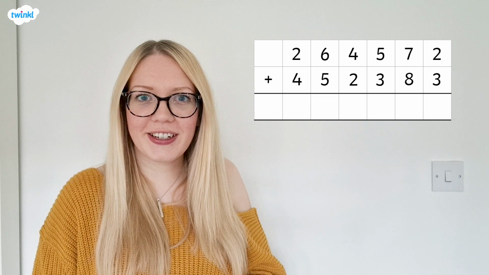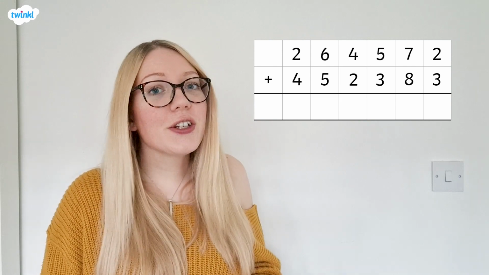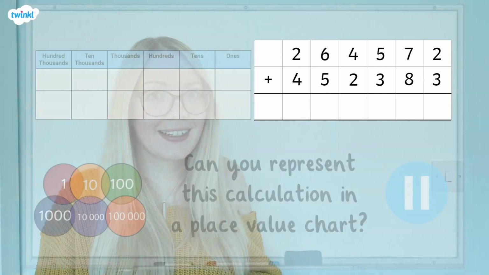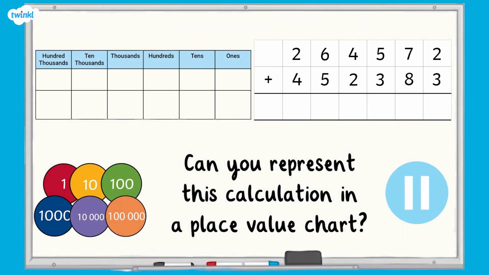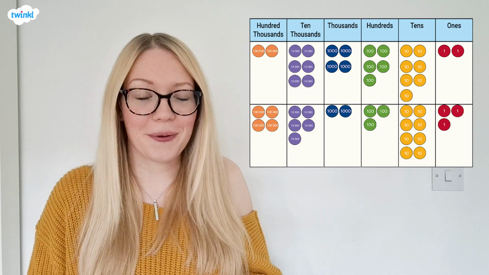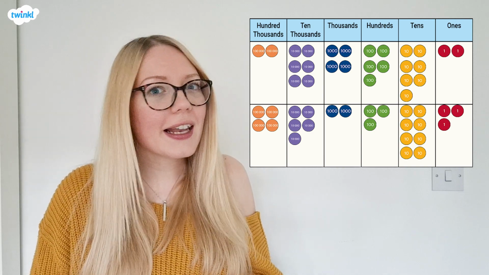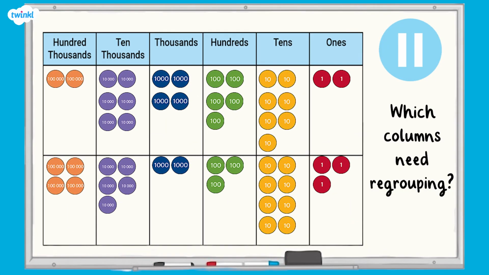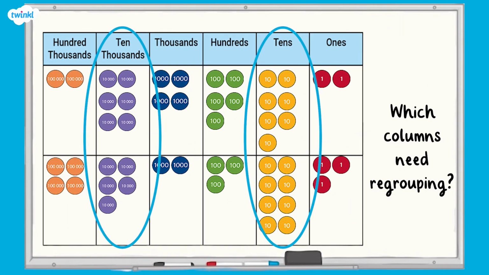Now let's take a look at this addition calculation. Can you use your place value chart and counters to represent this? This is how your place value chart should look now. Can you see any columns that need regrouping? There are 2 columns with more than 10 counters, so these columns will need regrouping. Did you find them?